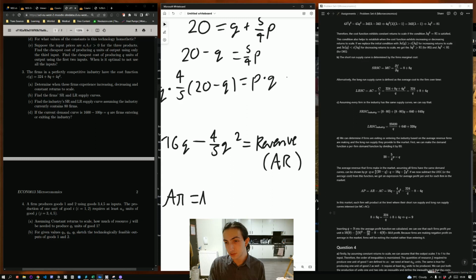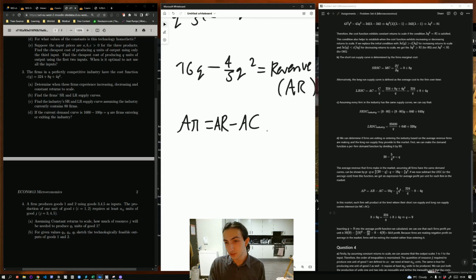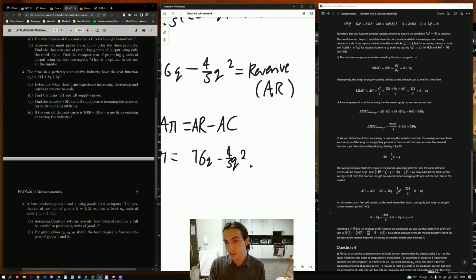is equal to the average revenue minus the average cost, which in our case is going to be 16Q minus 4 over 5 Q squared minus 324Q minus 8 minus 4Q. Okay, so there's that. Okay, then we can just take away these two from each other, and we're just left with 12Q up front. This makes it a little easier on us.